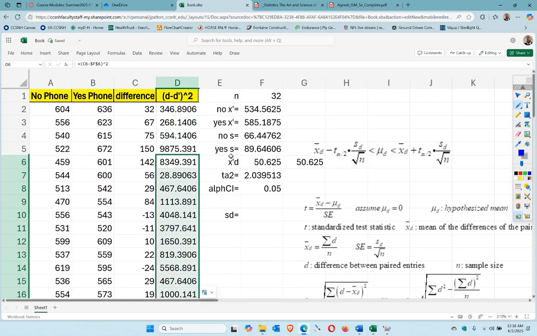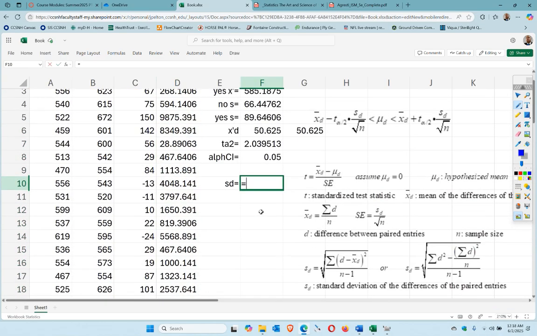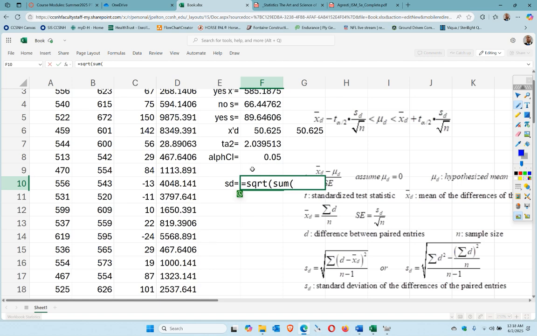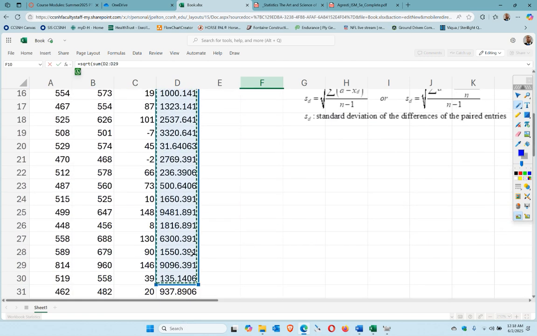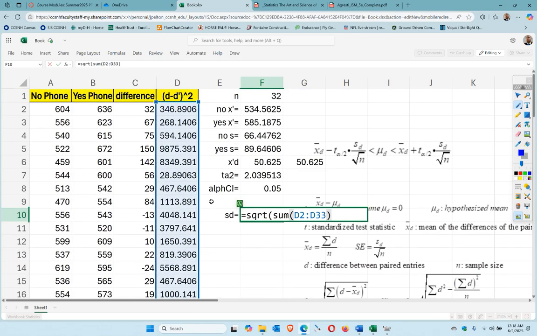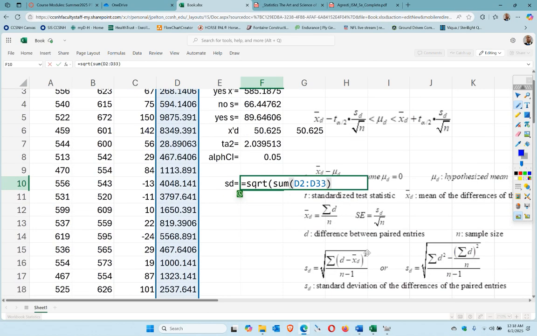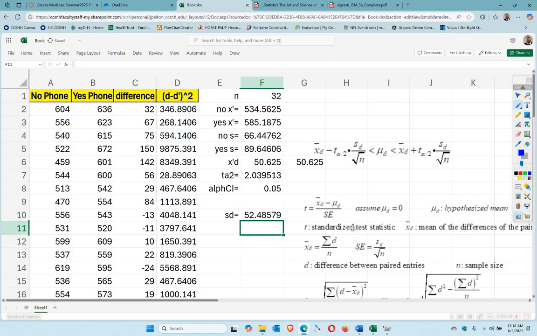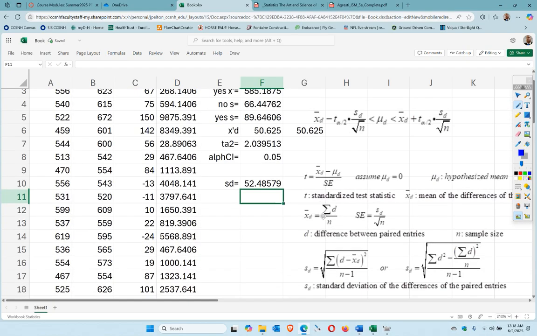Okay. So if we look at the formula, it's equal to the square root of the sum of all these. Close parentheses. Look at the formula: it's the sum of all those divided by n minus 1. I'm not going to type in n minus 1, I'm just going to type in 31, because we know n is 32. I'm not going to do the minus 1 in the formula, it'll throw off the order of operations. Okay, so there's my standard deviation.